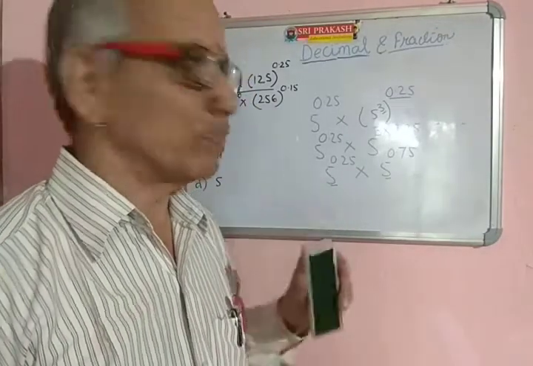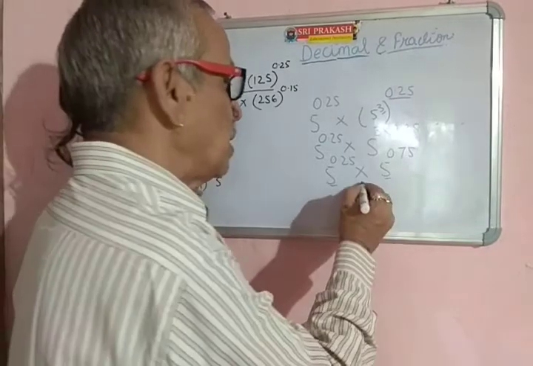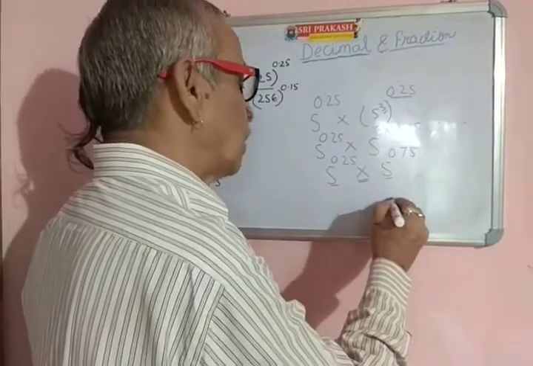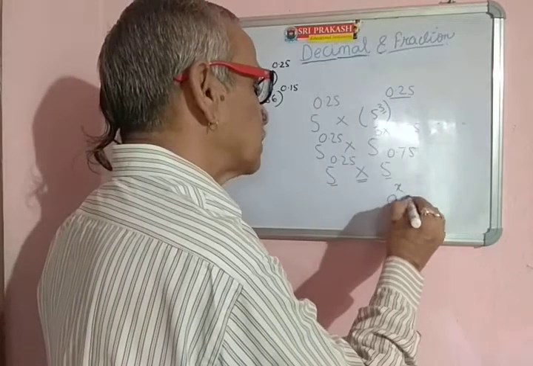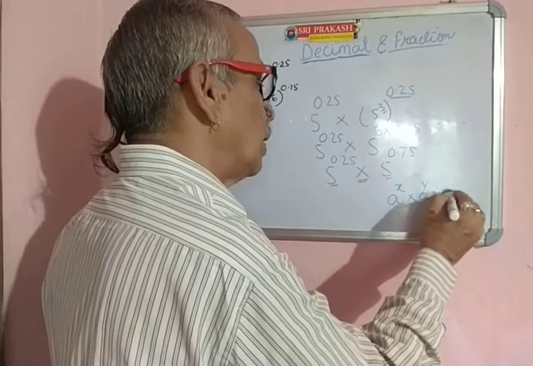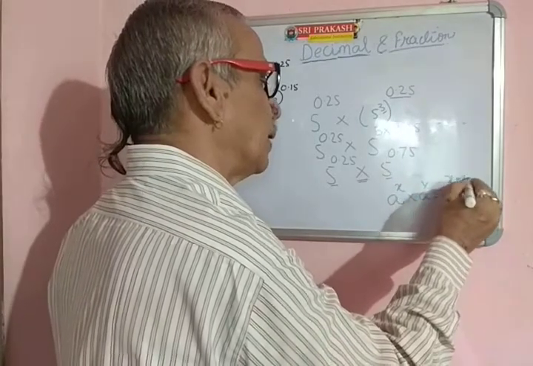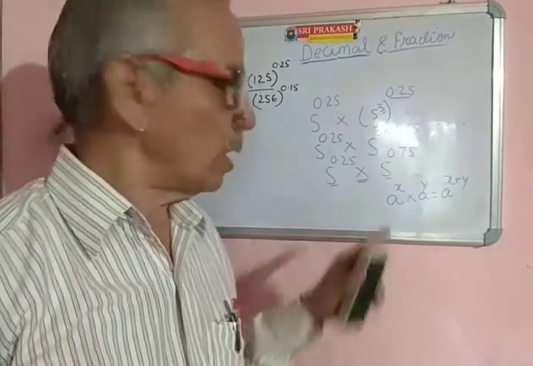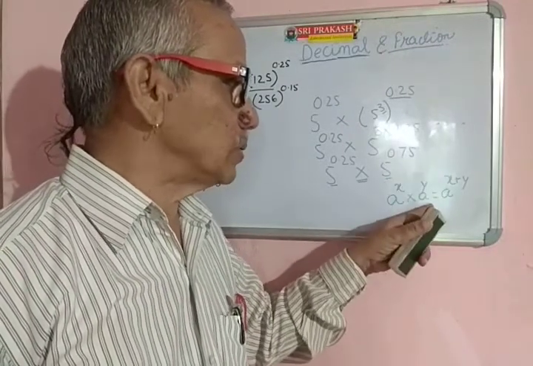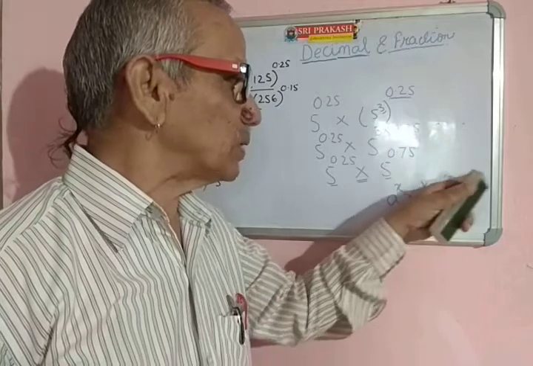Base is same. If base is the same and you have to multiply them, you have one formula. What is that? A to the power of x into a to the power of y is equal to a to the power of x plus y. What is the formula? A to the power of x into a to the power of y is equal to a to the power of x plus y.